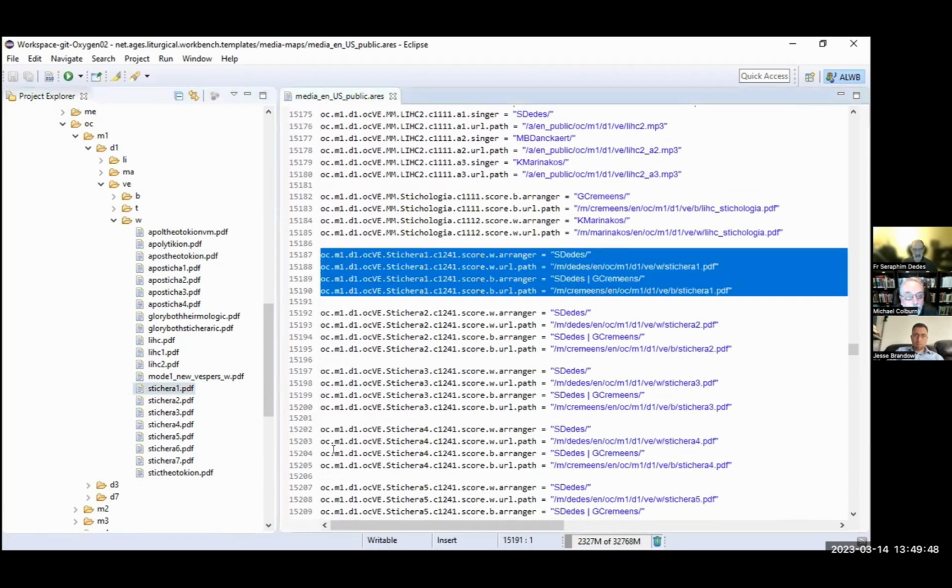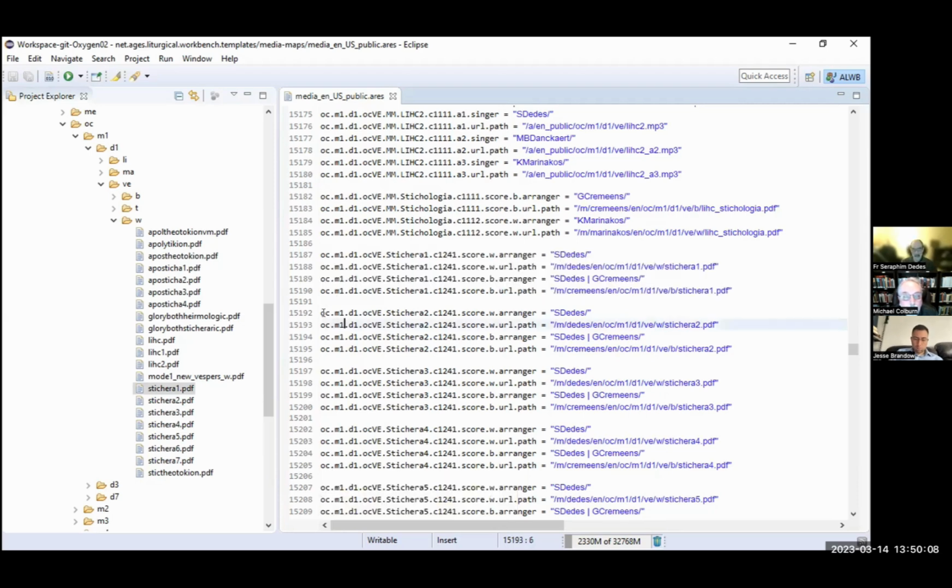So those four lines will produce links, will produce the English, Western notation, and Byzantine notation for sticheron 1. How do we know that? So, in this media map, we have to declare the book, and then drill down, the mode, the day, the key name that's in the Aries file, that much.